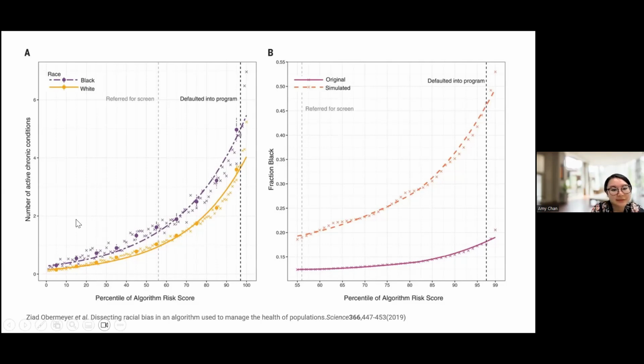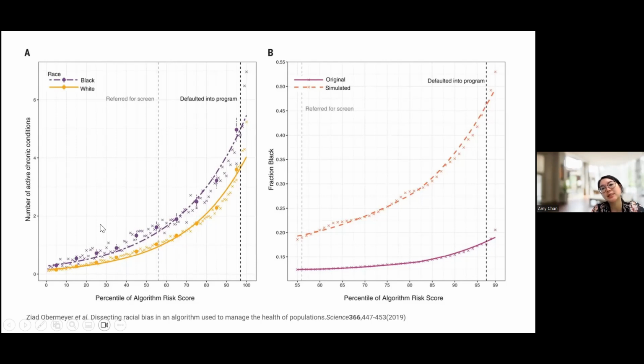But what you can see is for the same risk score here, it was a much lower threshold that even when they are referred into the health system for white people, you can see that had less chronic conditions. So on the left axis here, the number of active chronic conditions for the same score. So we take the score, I think it was just around 56, 57. You can see for referral into a program, by the time they got referral, Black patients were sicker. They had more conditions to be able to get into the program compared to white patients.